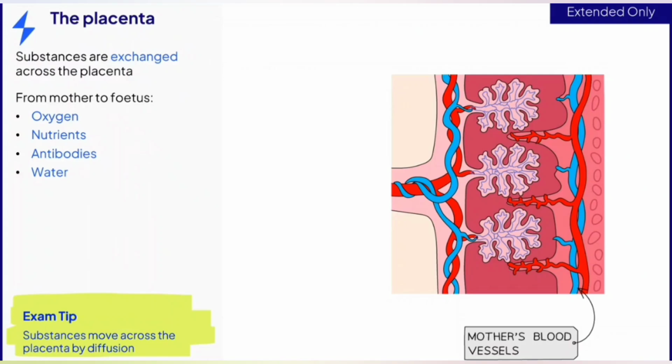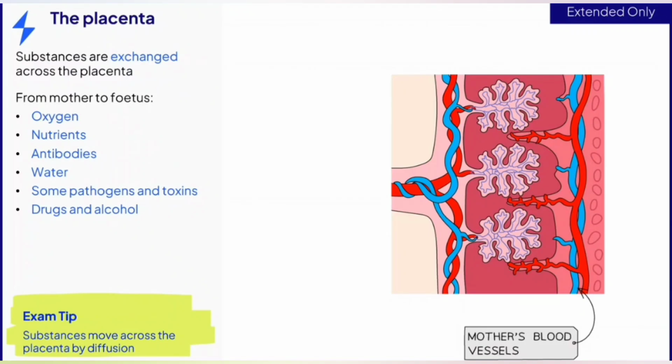Unfortunately, whilst the placenta provides a barrier to many pathogens and toxins, some can still diffuse across the membrane. Additionally, pregnant mothers are advised not to smoke, ingest drugs, or drink alcohol whilst pregnant, as these substances may have a negative effect on fetal development.